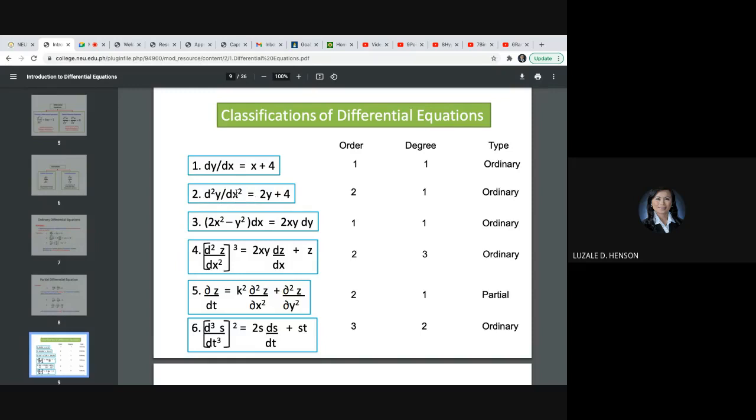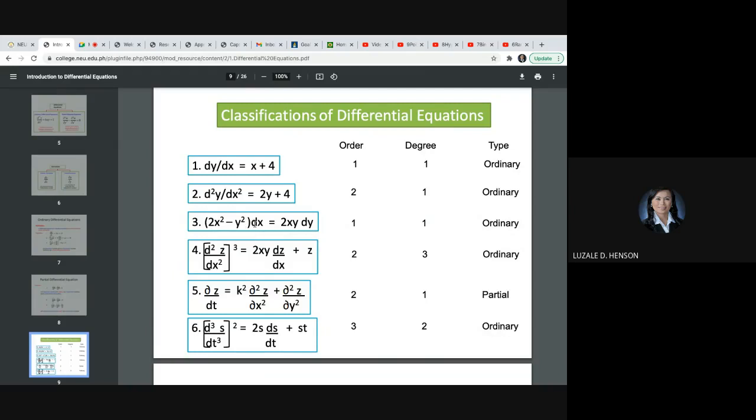Example number 2, what's the order? It's 2. As you can see, derivative order is 2. And the degree is 1 kasi wala siyang degree dyan na naka-enclose, no? And it's ordinary. Now, number 3, as you can see, hindi mo nakikita yung dy dx.